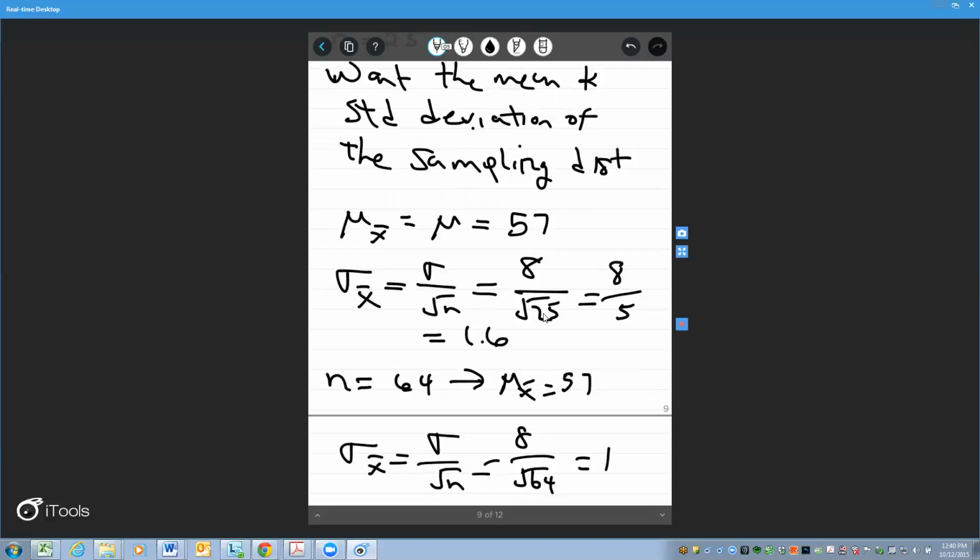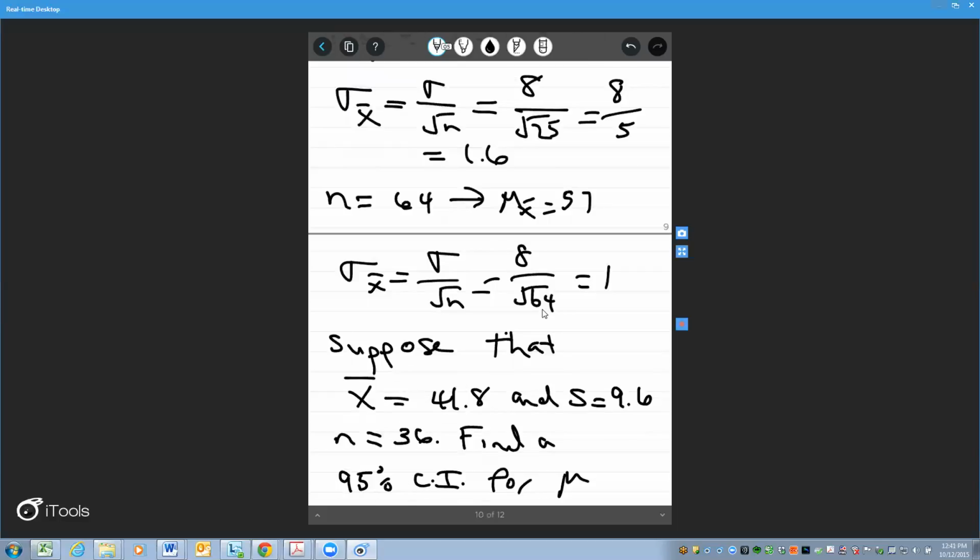So to come up with the distribution of the sampling process for the sample mean, mu sub x bar will always be the same thing as the population mean mu, and sigma sub x bar will always equal the standard deviation for the population divided by the square root of the sample size.